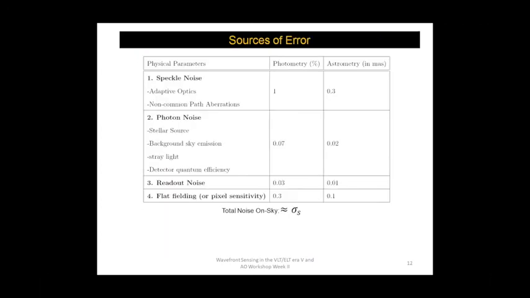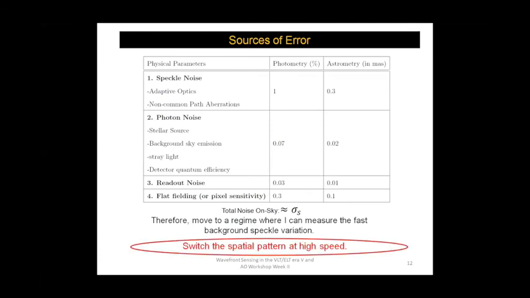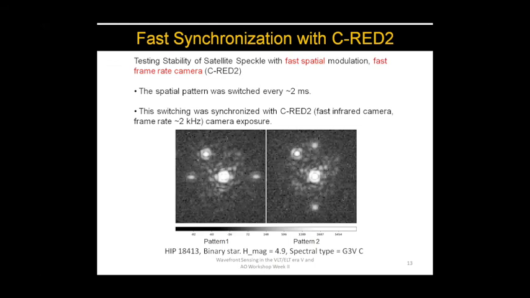So here I analyze the major sources of noise in my photometric and astrometric measurement. From this table, I see that the speckle noise is the main source as compared to the photon noise and readout noise. And the flat-fielding error never shows up in my measurement, but it's still present. So to remove this speckle noise, I switch the spatial pattern at higher speed to subtract the background at really high speed, up to the order of 1 millisecond.